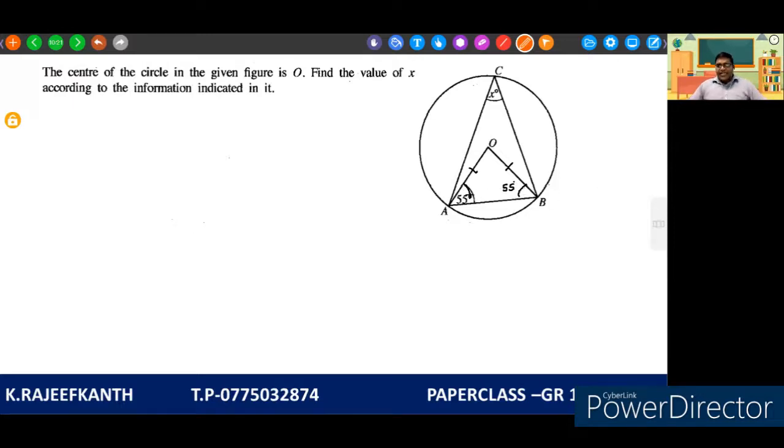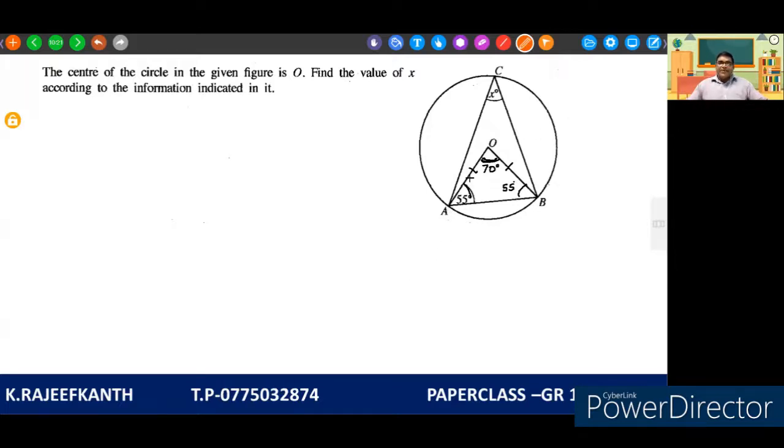Now by using these two angles, we can find the magnitude of angle AOB. The sum of these three angles should be equal to 180 degrees. Here the sum of these two angles is equal to 110, so the third angle should be equal to 70 degrees. Then only the sum of interior angles is equal to 180.